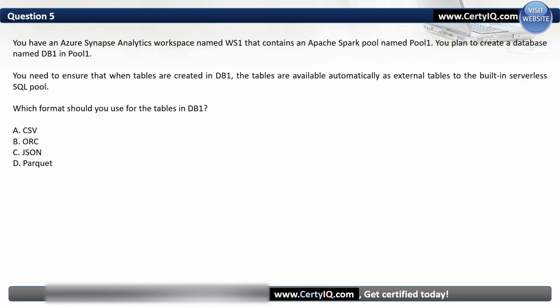Question 5. You have an Azure Synapse Analytics workspace named WS1 that contains an Apache Spark pool named Pool1. You plan to create a database named DB1 in Pool1. You need to ensure that when tables are created in DB1, the tables are available automatically as external tables to the built-in serverless SQL pool. Which format should you use for the tables in DB1?